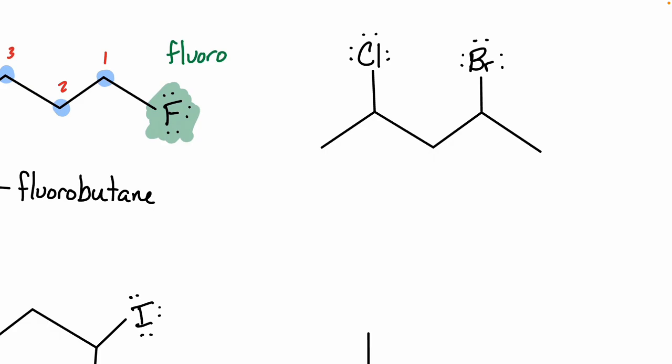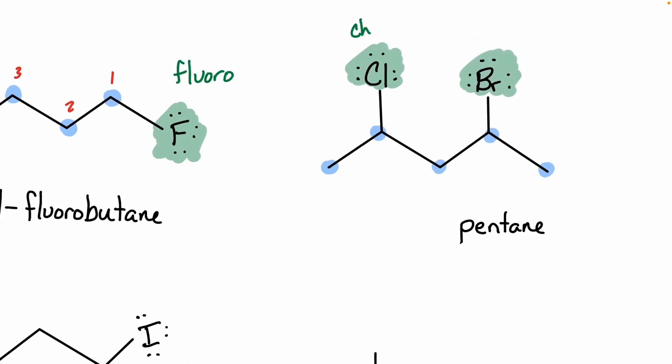All right, finding our parent chain. We got these 1, 2, 3, 4, 5 carbons, our longest continuous set. So our parent chain is a pentane. We have these two halogens we treat as substituents. So we have a chloro group and a bromo group.